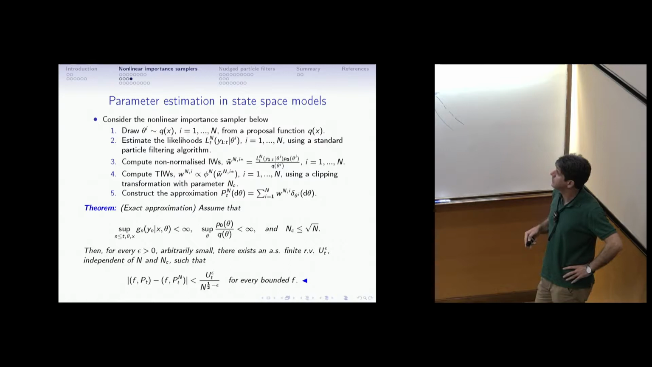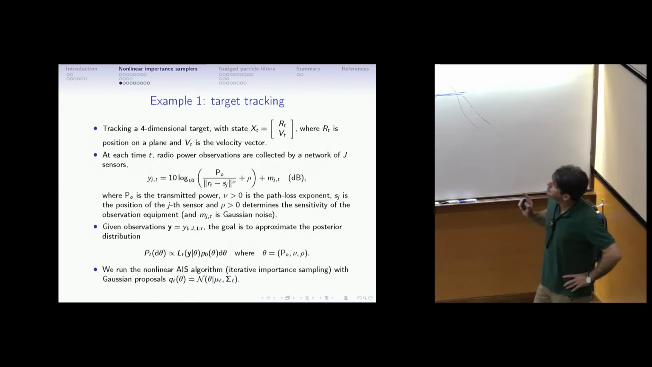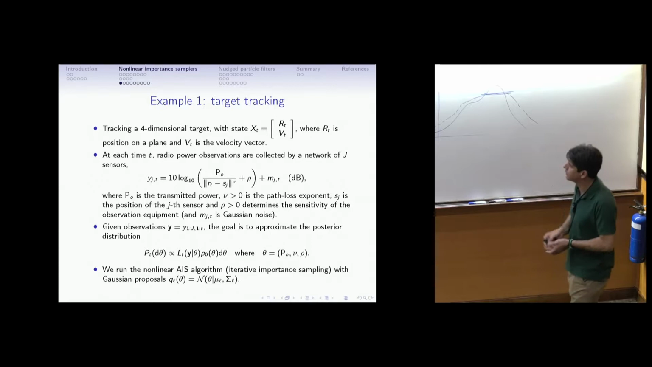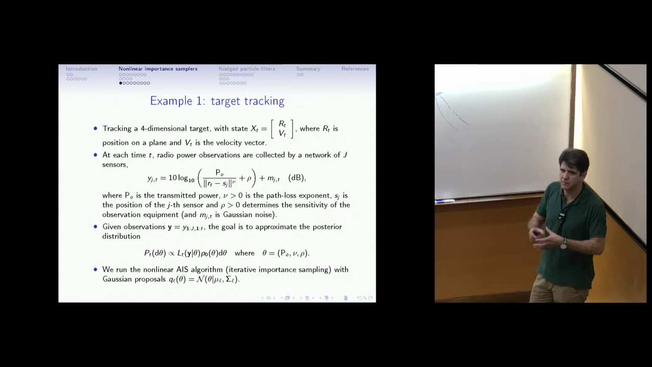Okay. So let me show you some numerics now, some examples, and I hope I can make clear what you can expect to get with this kind of technique. So this is exactly a problem of estimating the parameters of a state space model, an example of the setup I have just explained. And I'm going to consider a target tracking problem. So I have an object moving in a certain region. For the sake of the simulation, it's a two-dimensional region. The state of the object is given by its position and its velocity, and this object is transmitting some radio signal. So you place sensors on the region you want to monitor, and each sensor is able to measure the power of the radio signal transmitted by the object.